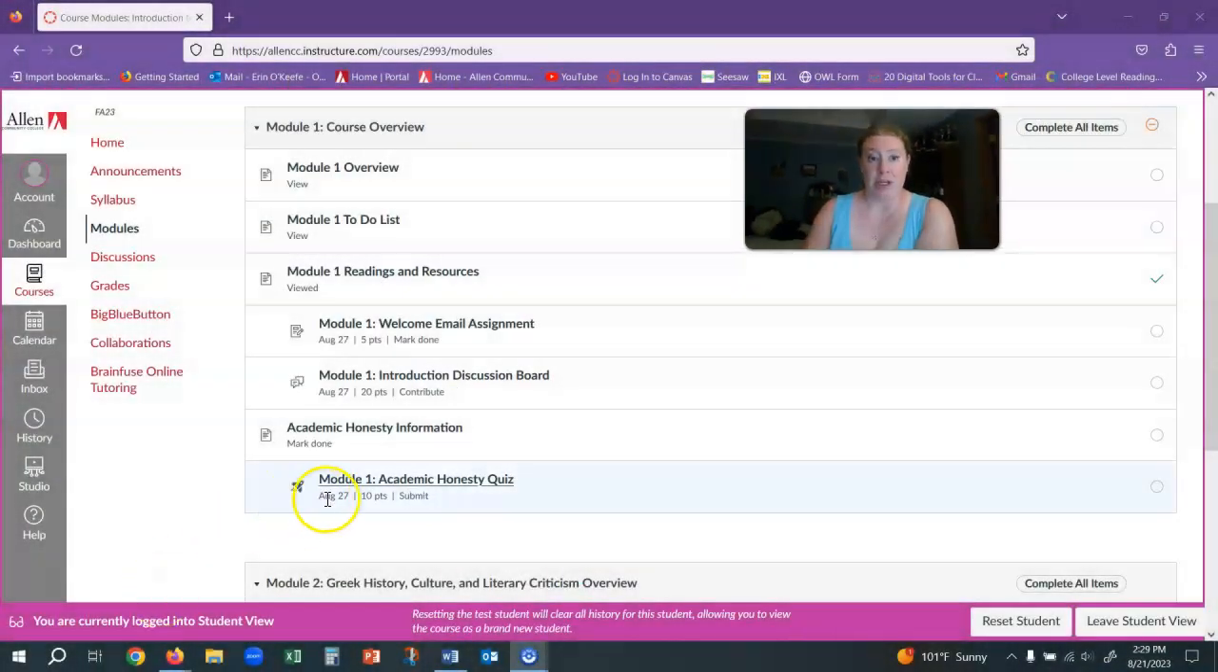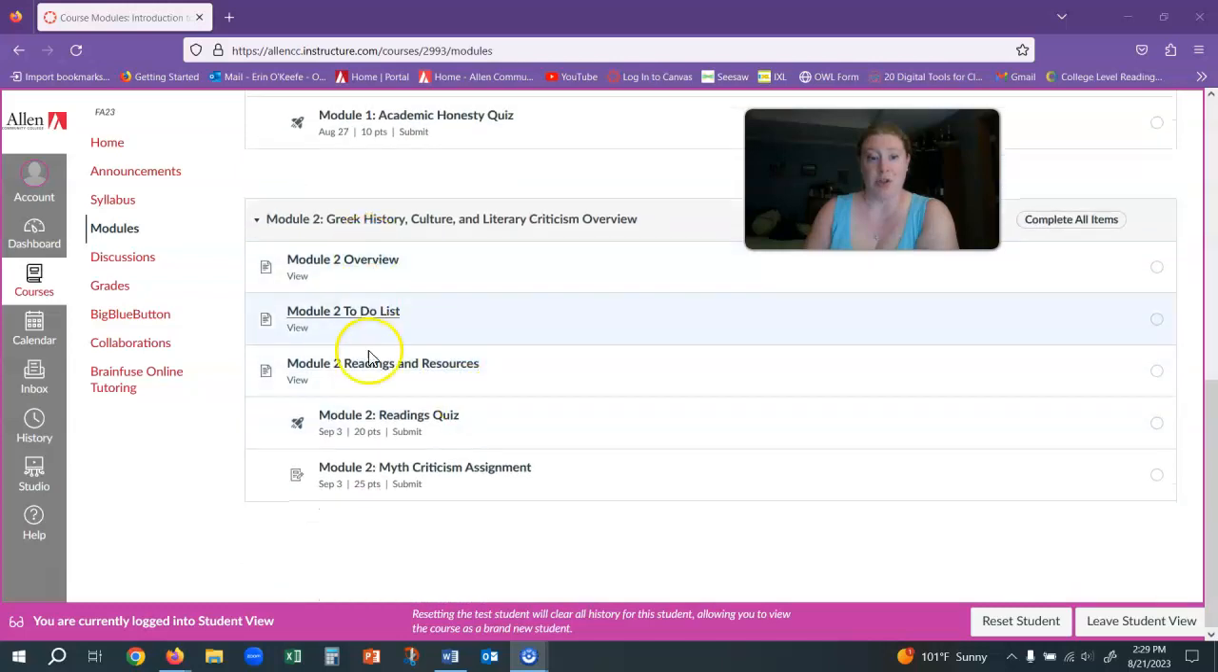Module 2 is mainly over the Greek background to their civilization, a little bit about Greek culture and society, and some of the sources where some of our myths come from. You'll be reading a couple more chapters, and you will also be looking at critical approaches to understanding literature, which is a chapter at the end of the textbook. So let me show you what you'll be working on.